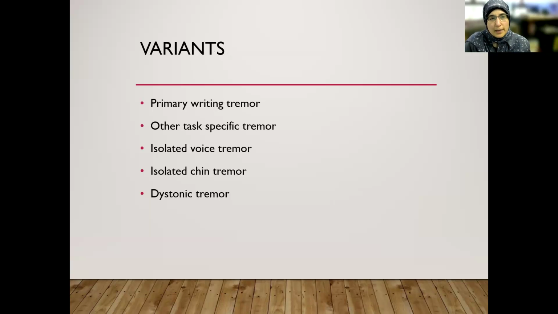Now, what are other kinds of essential tremor which were previously labeled as such, but now are considered more task-specific? An individual can have primary writing tremor, where they do all other activities and do not shake, but whenever they start writing, they have shaking. So that is primary writing tremor. Similarly, there could be other task-specific tremor. As an example, if somebody is a musician and they play a guitar or a violin, whenever they are doing that particular activity, they may have shaking. Isolated voice or chin tremor or dystonic tremor is something that we talked about before.